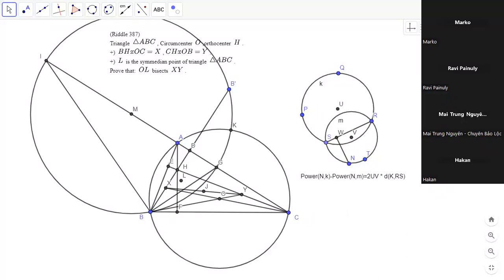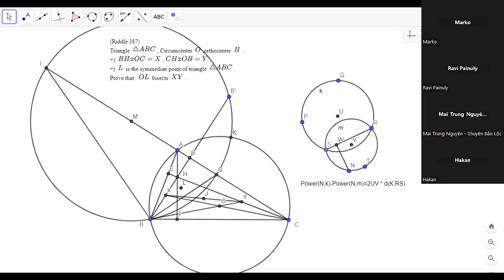Okay. Power of J with respect to this circle is IJ squared minus IB squared. Wait, IJ or M? Wait, I'm confused. Power of J with respect to this circle?